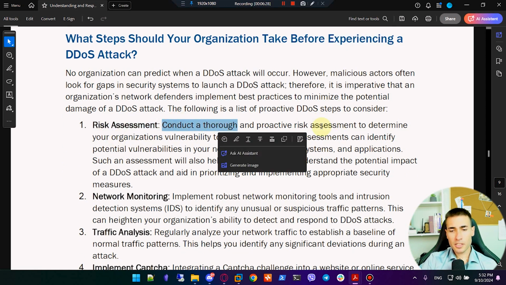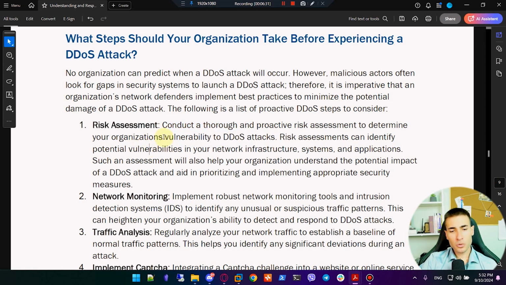Conducting a thorough assessment to determine your organization's vulnerability to denial-of-service attacks. So doing a penetration test, for example, could help you identify vulnerabilities that could cause such a scenario. Although a penetration test has much more value than just discovering such scenarios. It could help you understand the current security posture of your digital assets and understand in what ways they can be compromised. So one of the ways is denial of service, right?